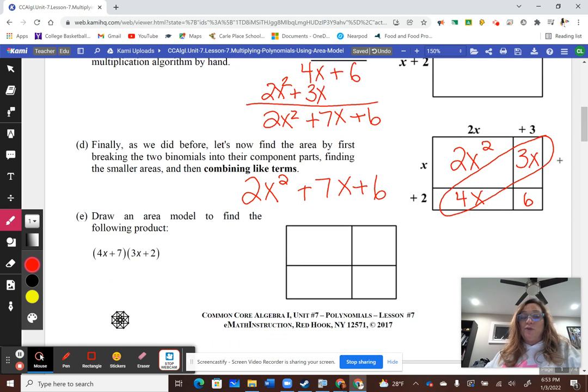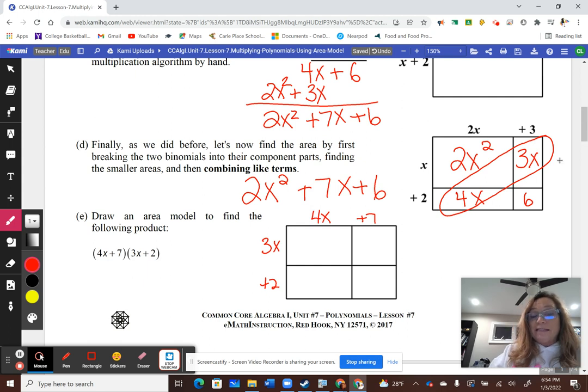So basically what you're doing is you're drawing this area model or this box based upon how many terms you have. So I have a binomial times a binomial, 2 terms times 2 terms. So I'm going to have 2 across the length and 2 down the width. So I'm just going to put the 4x and the plus 7. And remember, it doesn't matter which one you chose to put where because that's the commutative property. And then I'm going to put the 3x and the plus 2. So now I'm going to find each of the smaller products. You could call those partial products if you want.